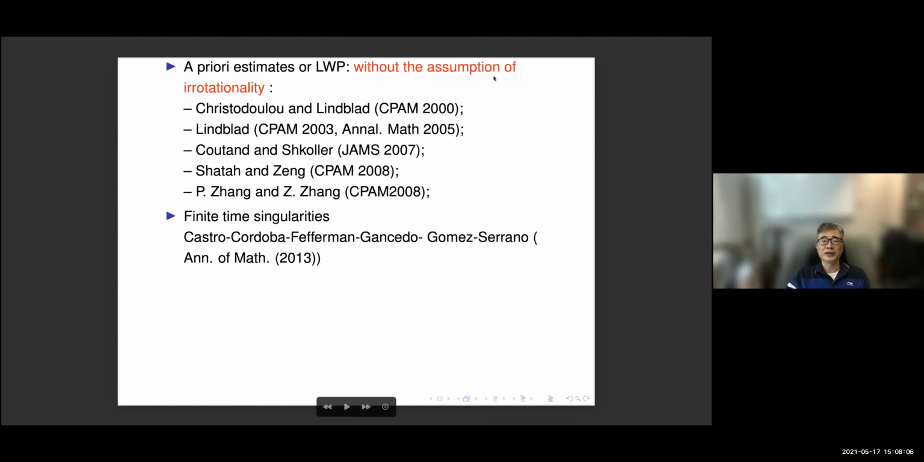If without this assumption, the work on local well-posedness or a priori estimates was done by the following people, for example, Christodoulou, Lindblad, Coutand and Shkoller, Shatah and Zeng, and then Ping Zhang and Zhifei Zhang, and so on and so forth. And for the finite time singularity, for example, this kind of splash singularity was done by Córdoba, Fefferman, and those people.